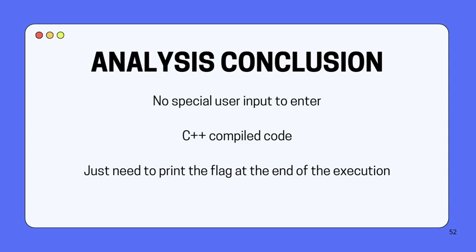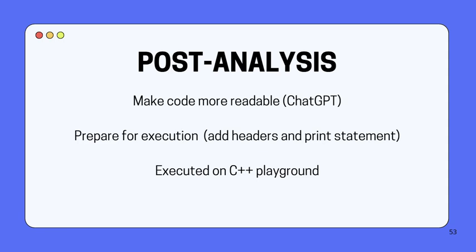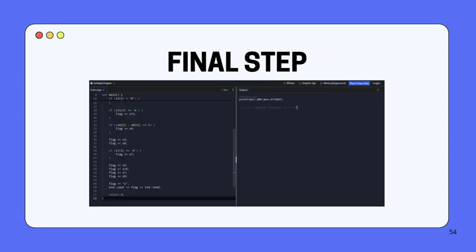So the easiest thing to do for me was, first of all, take all the output of this main function from the fact check, pass it to ChatGPT to make it more readable, and then prepare it and just execute it basically by adding the iostream header and the print statement. And to make things simple, I executed the binary on a C++ playground, and this is what it gave. So this challenge was pretty straightforward.